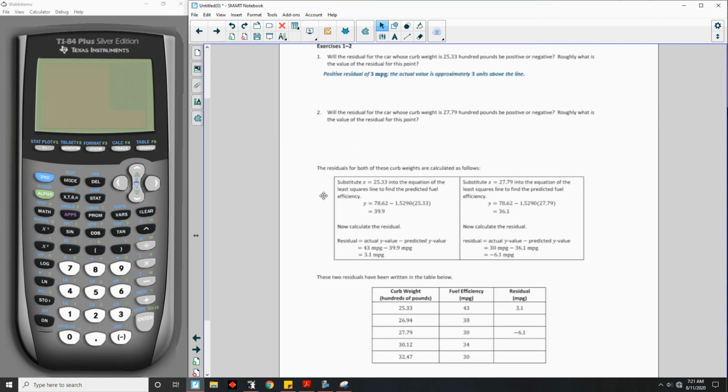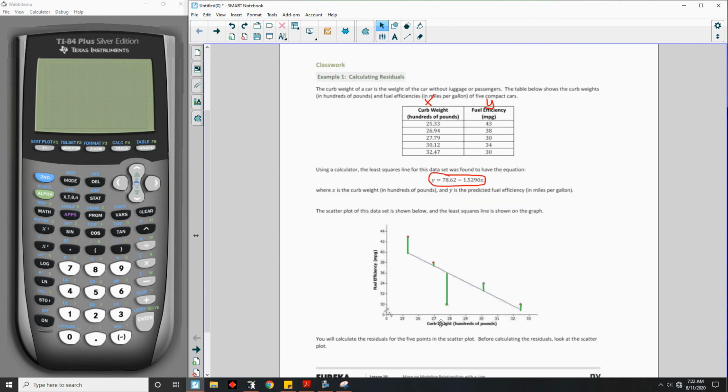Okay, number 2. Will the residual for the car whose curb weight is 27.79 pounds be positive or negative? And roughly, what is the value of the residual for this point? So 27.79, going back to here, is just shy of 28. It is right here. It is below the line, so it will be negative. And its actual value is 30, or I should say approximate, but it is actual.